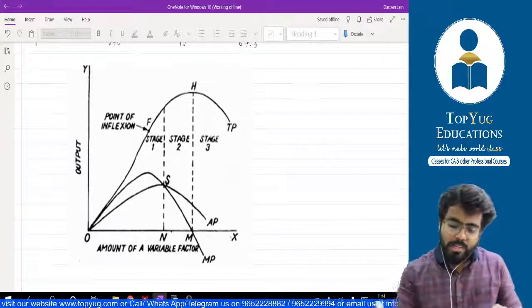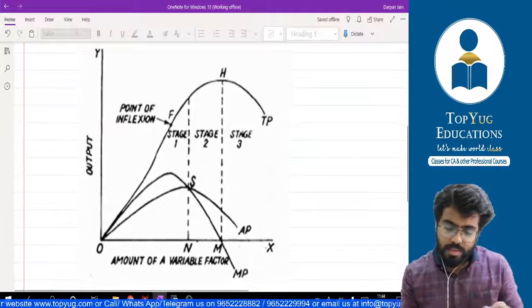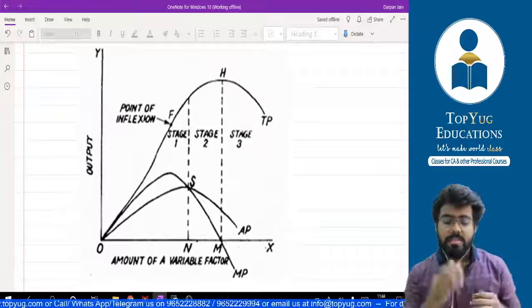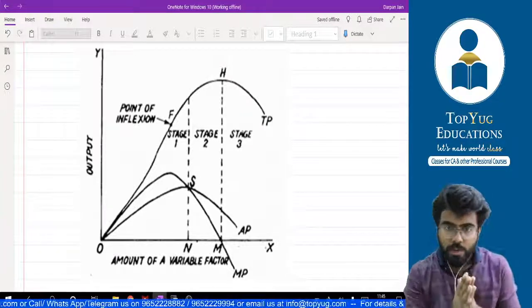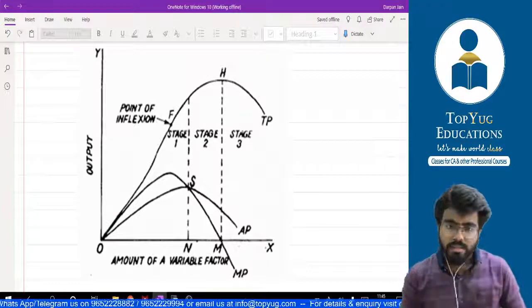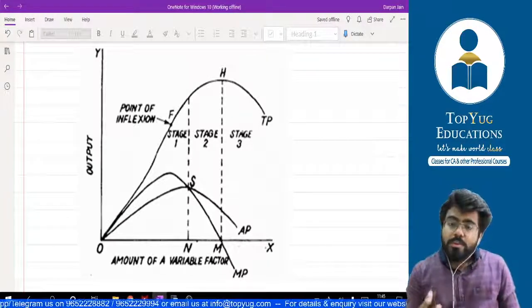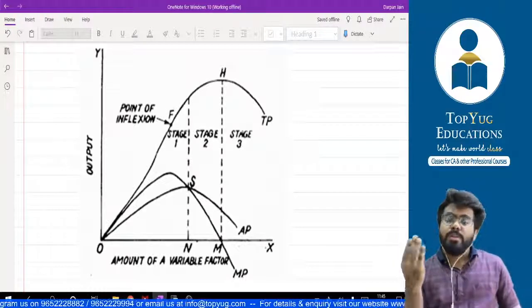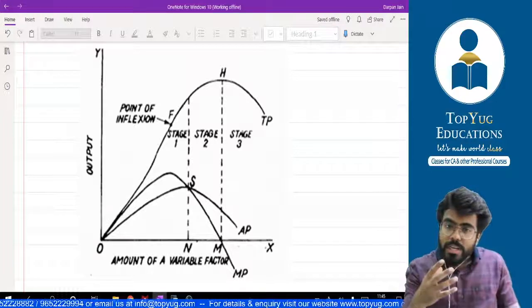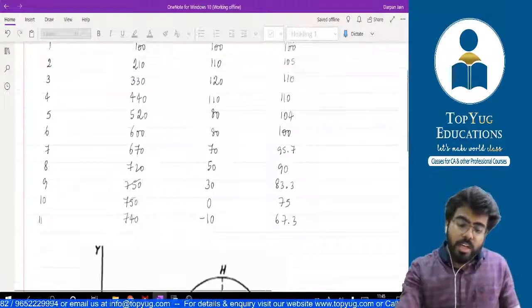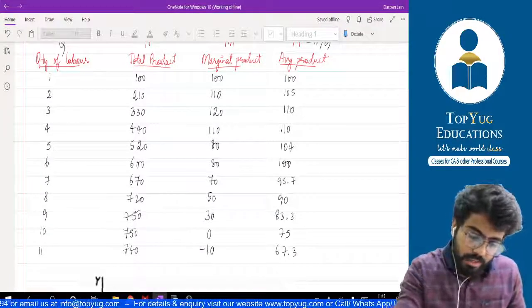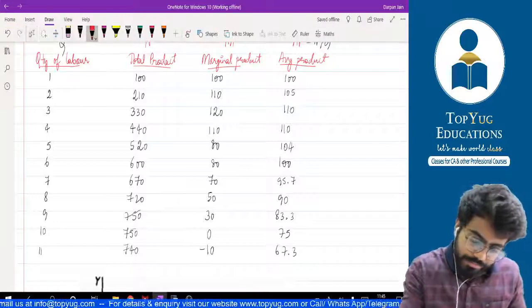So if you see the graph, what is happening? We took amount of variable factor on x-axis, that means amount of labor on x-axis, and we took output on y-axis. Okay? Now what did we do? We kept on increasing the variable factor. And what happened to total product? What did we see in the table? Recall, it started to increase, right? It increased. I'll do that again here.